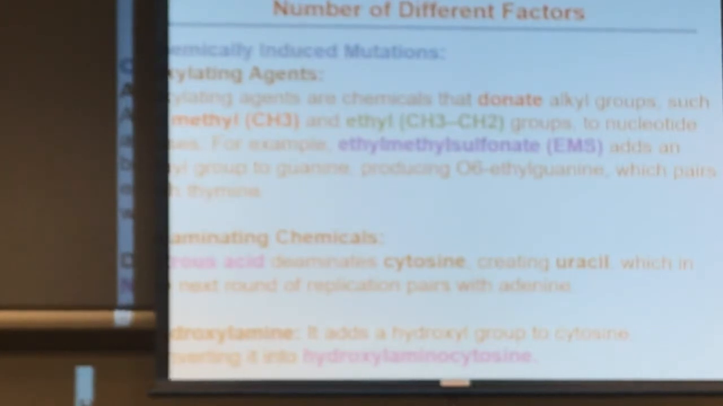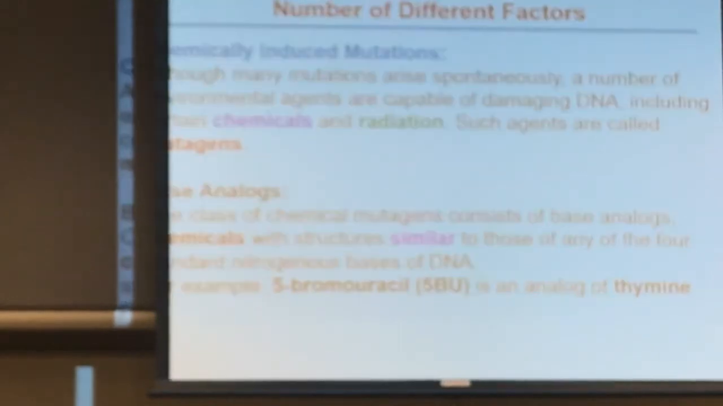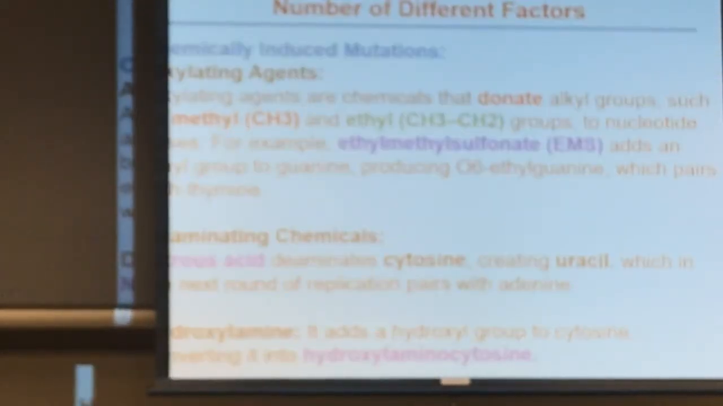Likewise, hydroxylamine actually adds one hydroxyl group to cytosine, converting the cytosine into hydroxyl aminocytosine. So these are different chemicals. So guys, if you look at it, to put it simply, base analogs, alkylating agents, and deaminating agents are examples of chemicals which can alter the bases by adding or removing different groups.